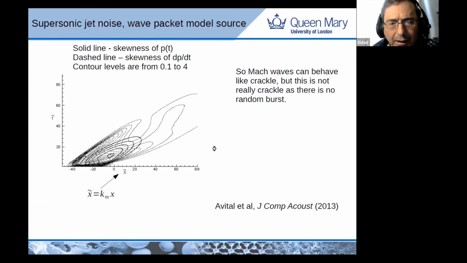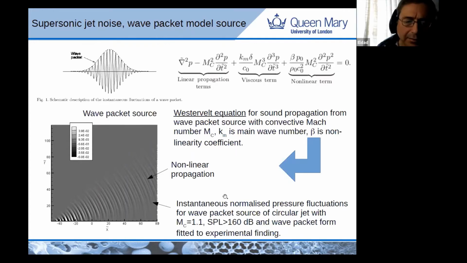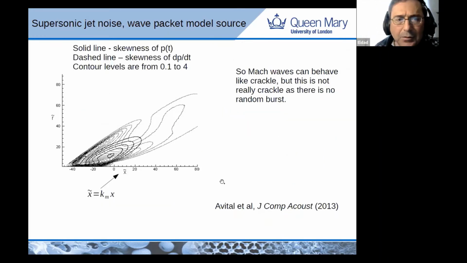And we saw, as Crighton claimed in the 80s, that we get strong nonlinear effects when the SPL is higher than 160 dB, which is quite high. Then we looked at the skewness, and we see that although the source is not random, that was quite old, 2013, we do get skewness that can look like crackle. And this is quite a distance from the source itself. So that gave us the question whether nonlinear acoustics can disguise noise as crackle.